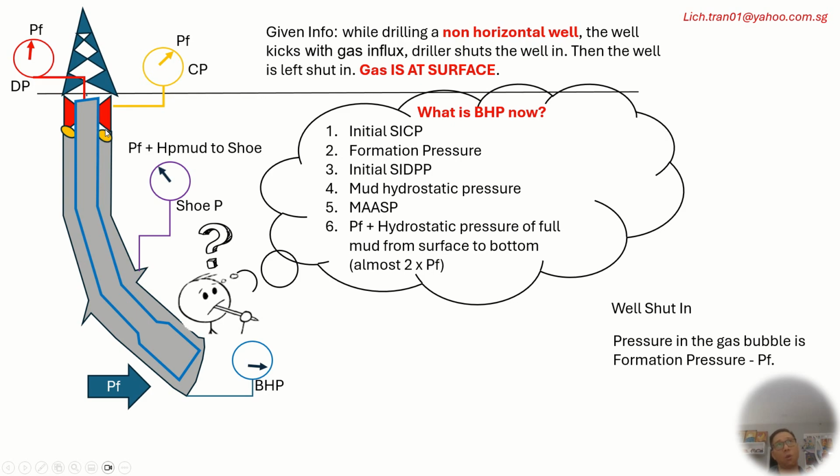Once the gas bubble is at surface, we have the formation pressure PF acting from the top all the way down to the bottom. So we have PF, that's formation pressure. What else do we have? The bubble has gone up to the surface, it has already displaced the mud from above it to below it. So below the gas bubble, we have a full mud column in the annulus. That's very similar to the hydrostatic pressure of the full mud column. So you sum up those two values, and it's almost twice as much as the formation pressure. So the answer is formation pressure times 2.